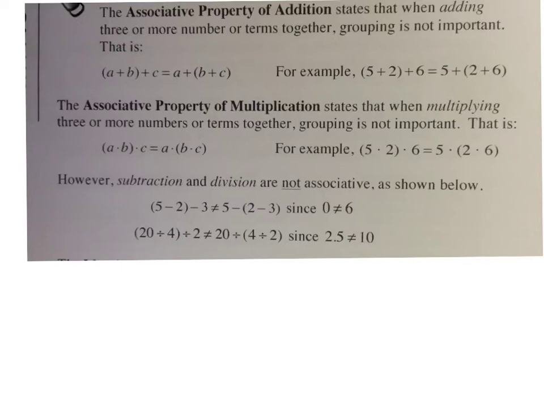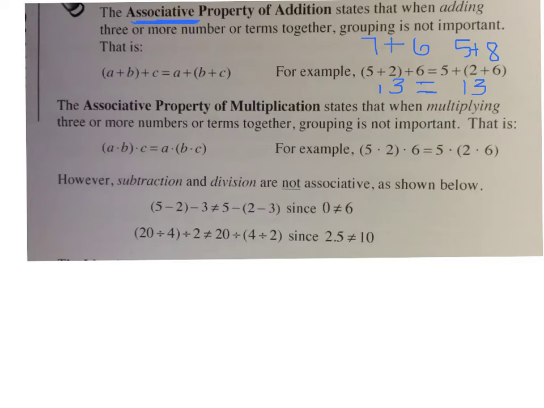Let's look at this first one here. I have 5 plus 2 and then plus 6. Here they did 5 plus 2 first, which is 7, and then plus the 6 gives me 13. Over here, you might notice it's the exact same numbers: 5, 2, and 6. But this time they did 2 plus 6 together, which is 8, and then added 5, which gives me 13. So I got the same answer either way. The associative property of addition means it doesn't matter how you group, because it's adding. You're going to get the same answer either way.